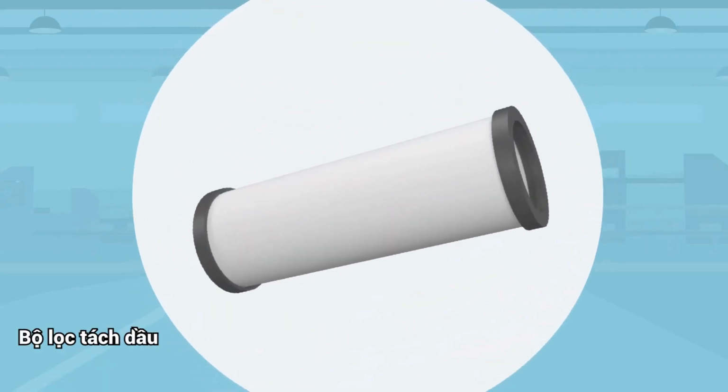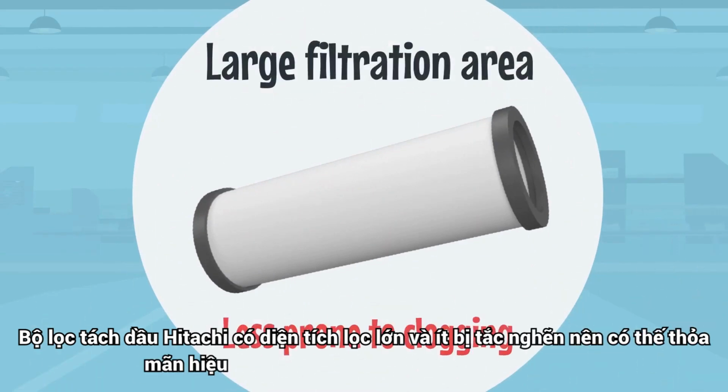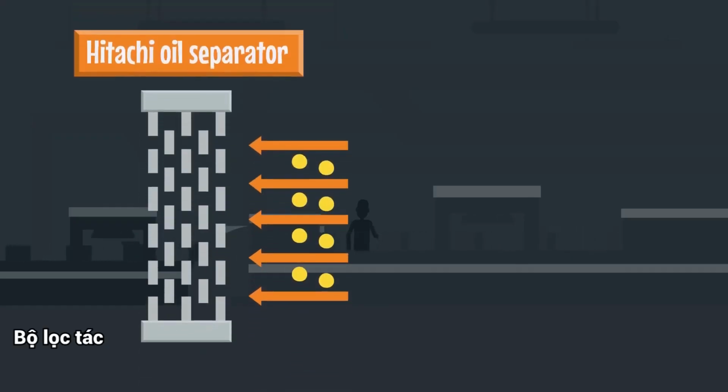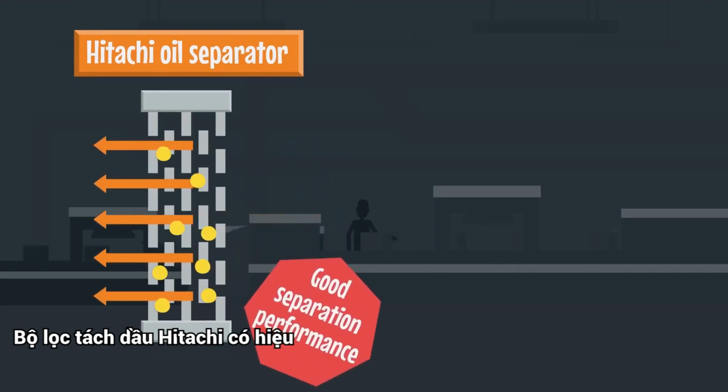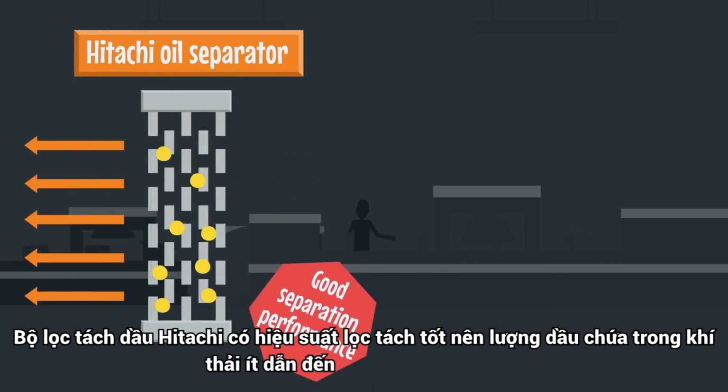The Hitachi oil separator element has a large filtration area and is less prone to clogging, so the performance at the lowest operating pressure can be satisfied. The Hitachi oil separator has good separation performance, so the amount of oil contained in the discharged air is small, resulting in low oil consumption.